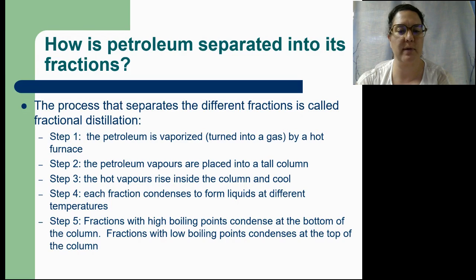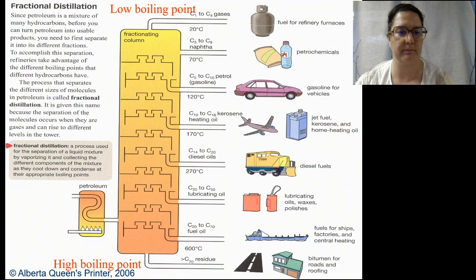So we take our petroleum and vaporize it, or turn it into a gas, in a hot furnace. The petroleum vapors are then placed into a tall column, and as they rise in the column, they cool. Now, each fraction is going to condense at a different temperature to form a liquid. The fractions with the highest boiling points condense at the bottom of the column, and the fractions with the lowest boiling points condense at the top of the column.